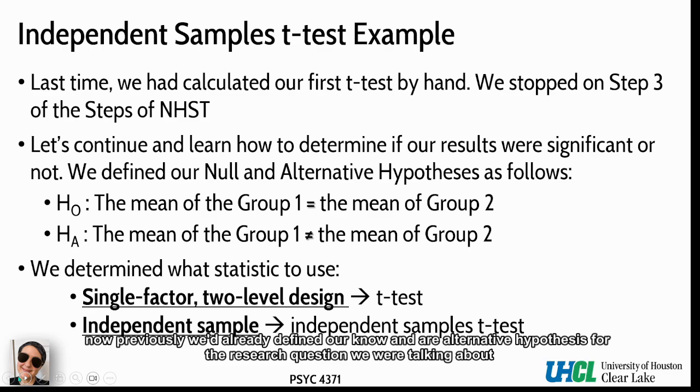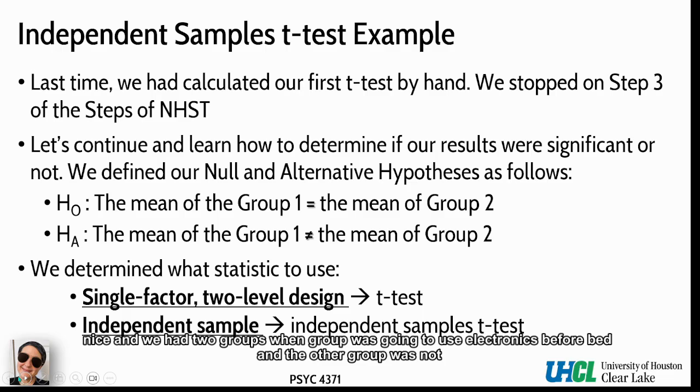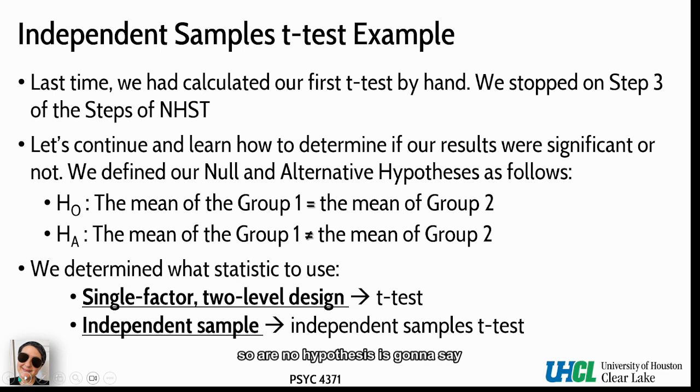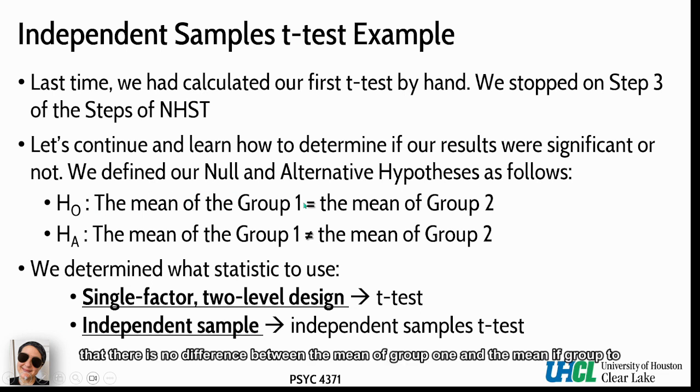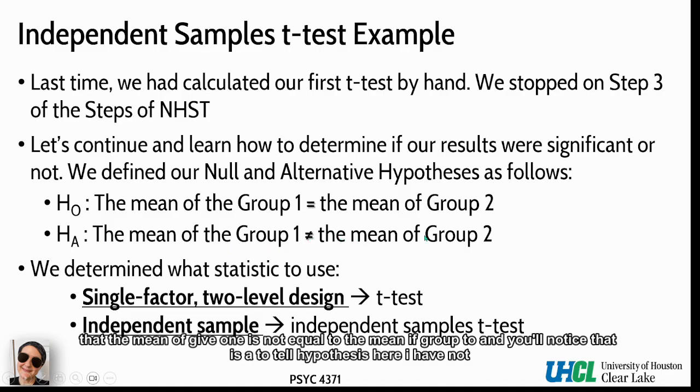Now, previously, we had already defined our null and our alternative hypothesis for the research question we were talking about. We were looking at sleep duration and electronic use, and we had two groups. One group was going to use electronics before bed and the other group was not. So our null hypothesis says that there is no difference between the mean of group 1 and the mean of group 2. Our alternative hypothesis says that the mean of group 1 is not equal to the mean of group 2. And you'll notice that that is a two-tailed hypothesis here.